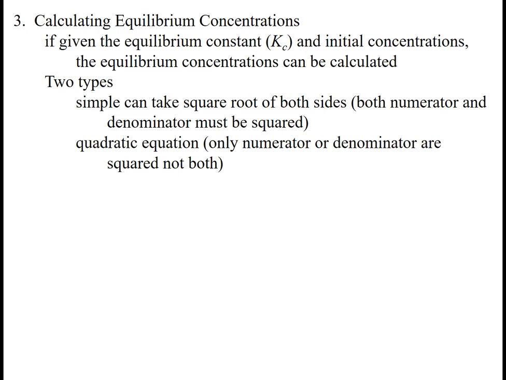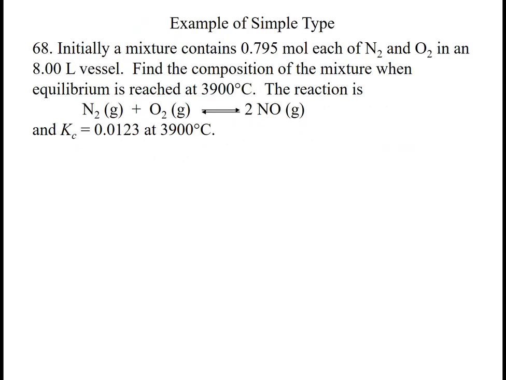There are two types. There's the simple, in which you can take the square root of both sides, which means both the numerator and denominator must be squared, or the second type, which I actually prefer, the quadratic. I think it's a little simpler in reality, but I'll show you an example of the first type, the simple type. So this is number 68 out of the Ebbing and Gammon book.